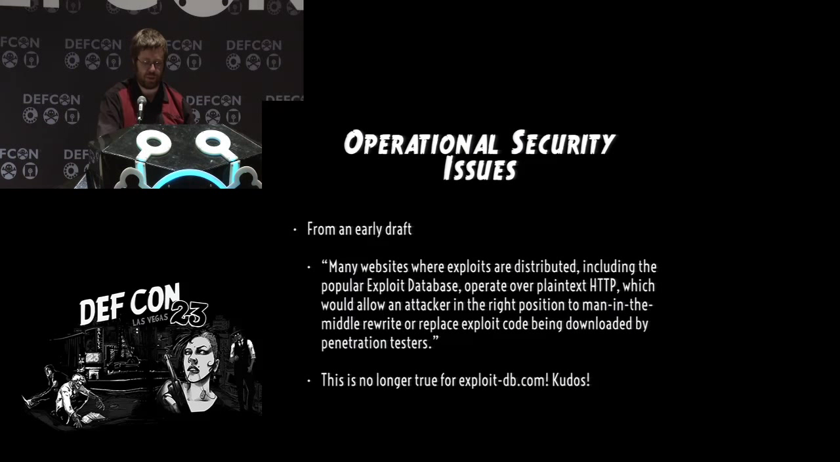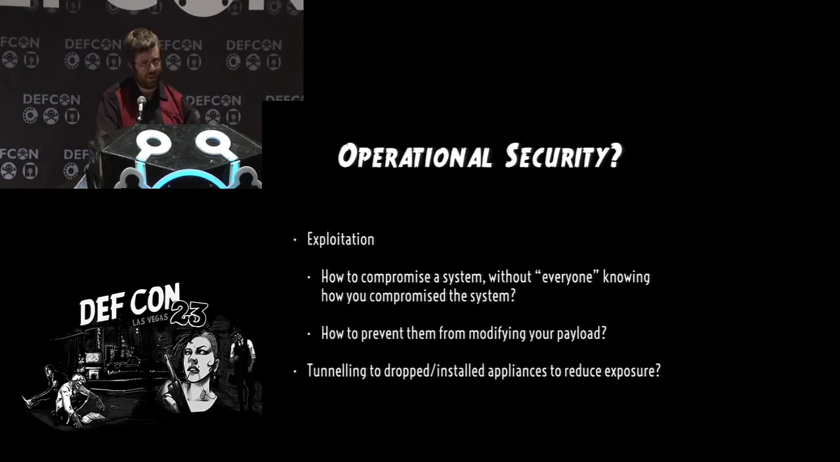So kudos to ExploitDB for this. It's a lot safer to get exploits from them. Then your trust is not in the network between you and ExploitDB, it's with whoever's vetting the code there. So you still really should understand what you're running there, but you're a little bit safer. ExploitDB has done all they can, right? That's their job. So with the exploitation of a system, when you're running an exploit against a system, how do you compromise a system without everybody in visibility knowing how you compromise that system?